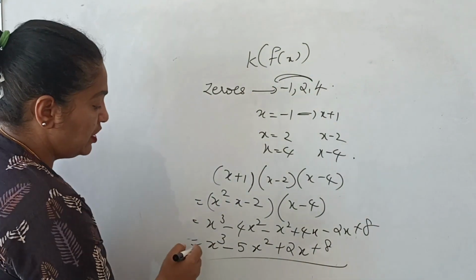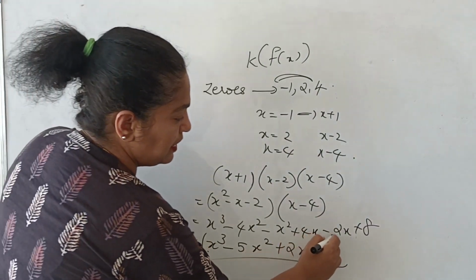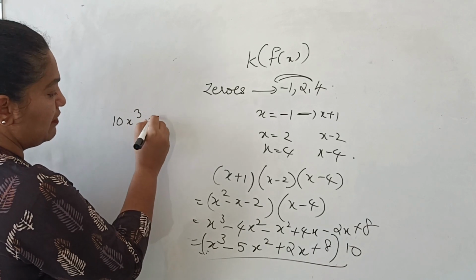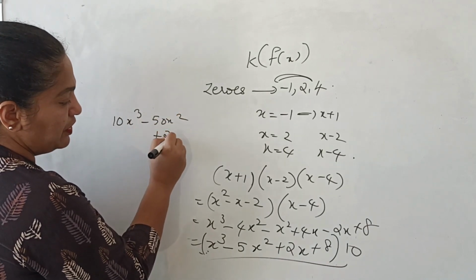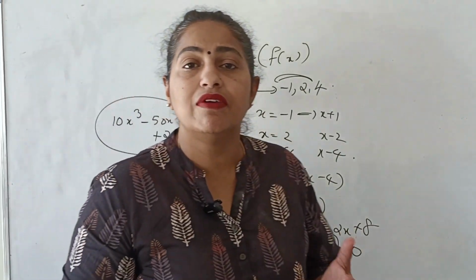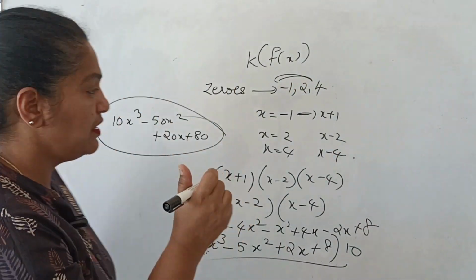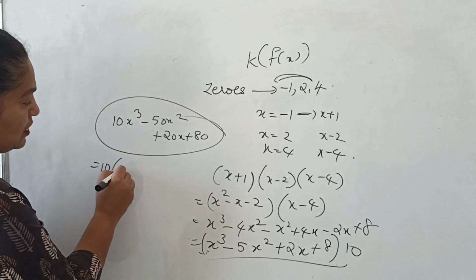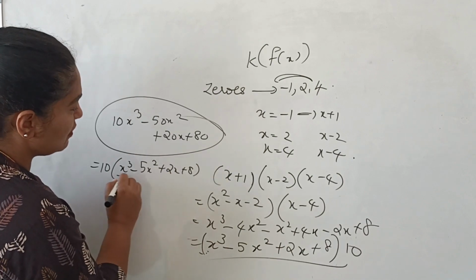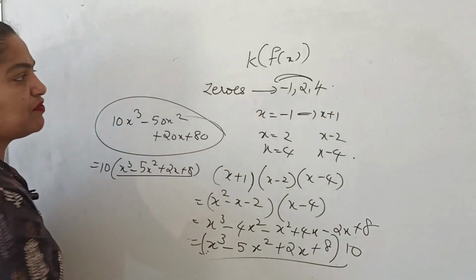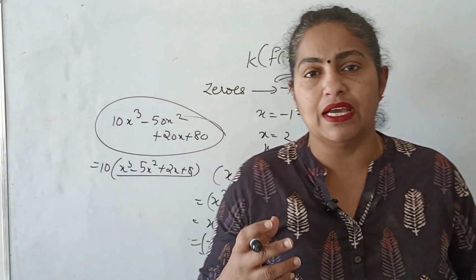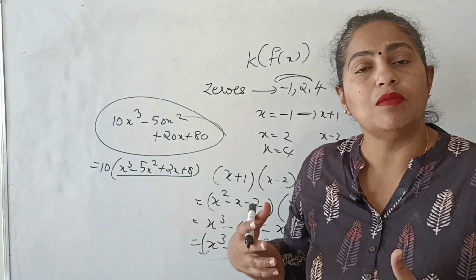Correct? Now, if this is one polynomial, if I am multiplying the whole polynomial with 10, what will we get? 10x cube minus 50x square plus 20x plus 80. Even this particular polynomial will have the same roots. What is the reason? When I am taking 10 out, I am getting back my original polynomial, right? The roots of this original polynomial are -1, 2, 4. So, if you want two polynomials, just take the original one and then multiply it with a number.